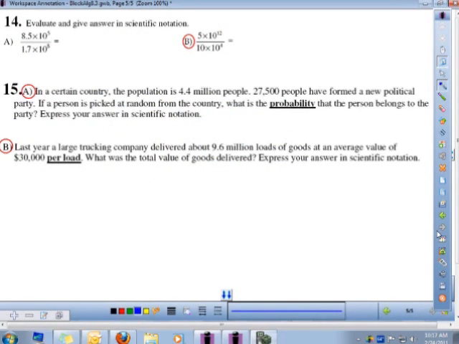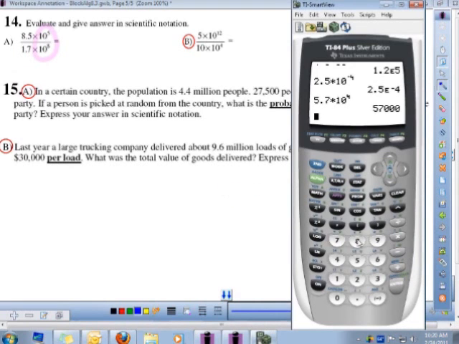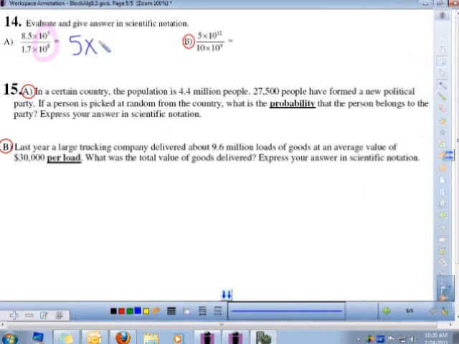Now these especially we can do on the calculator. We're going to do this first one I'm going to show you by hand. We're going to put our like bases together. So what do we do when we're dividing? We just went over, we're going to subtract. So you would divide 8.5 divided by 1.7. And you get 5 times 10 to the. Now our exponents are 5 and 8. So we're going to say 5 minus 8, which is what? -3. And there's your answer.